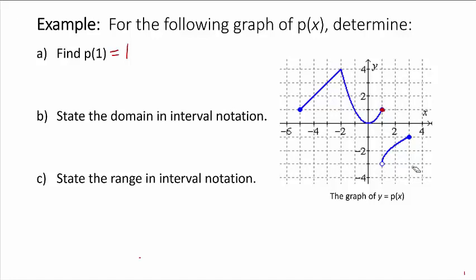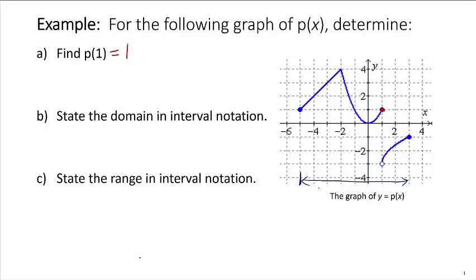Then we're asked to state the domain in interval notation. Okay, so the domain, remember, is the set of all x values, right? And so I'm thinking about, okay, what's the lowest x value on the function? It's here at x equal -5. The highest x value is 3, right? So now the question that I would ask is, are all of the x values between -5 and 3 accounted for, right? Like, are there any breaks or holes or anything like that?